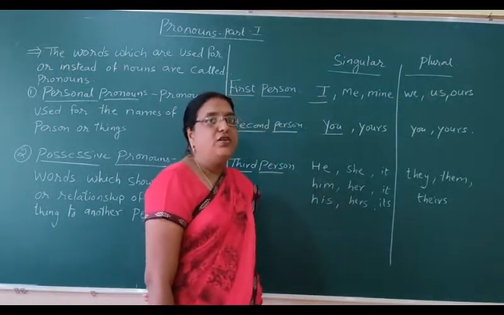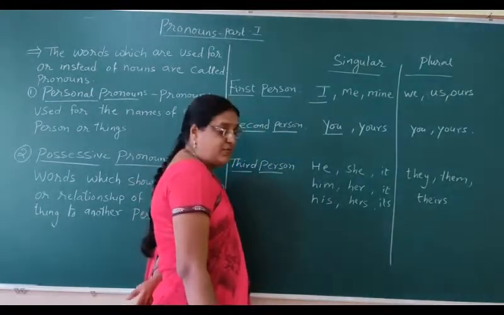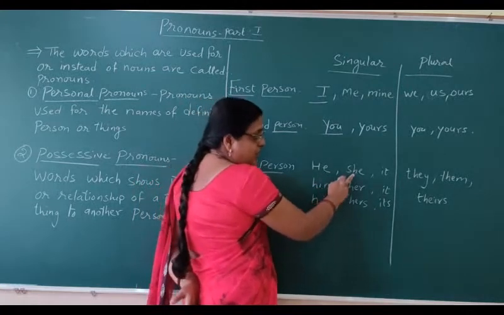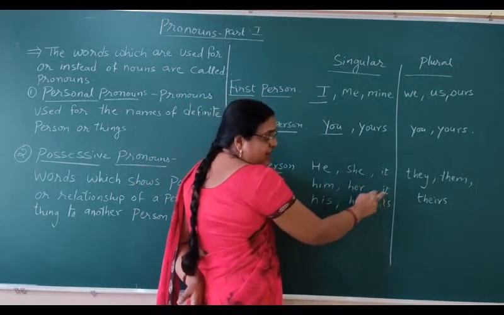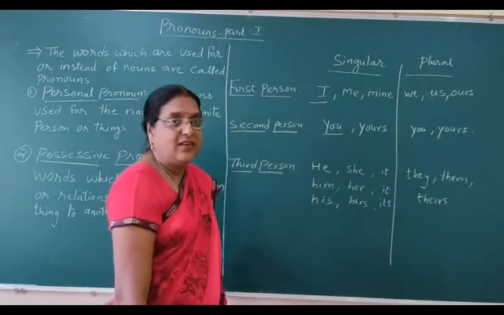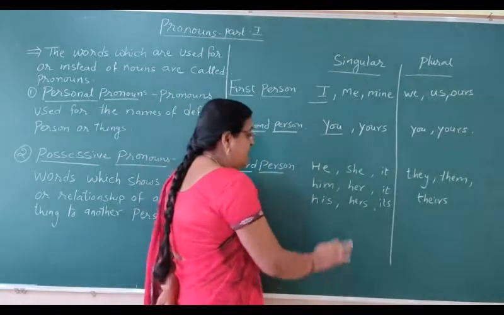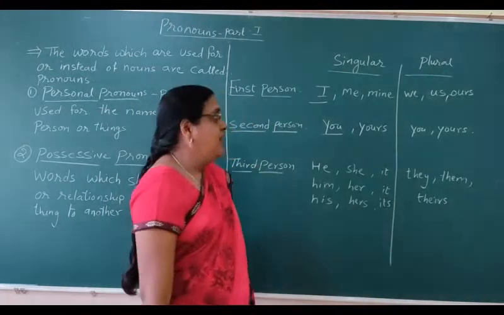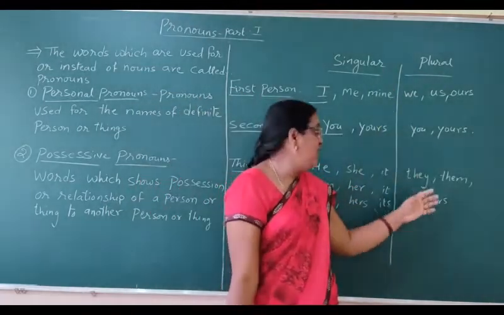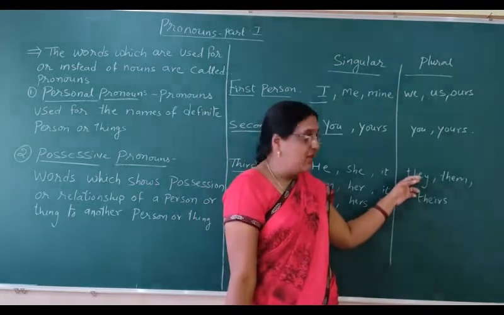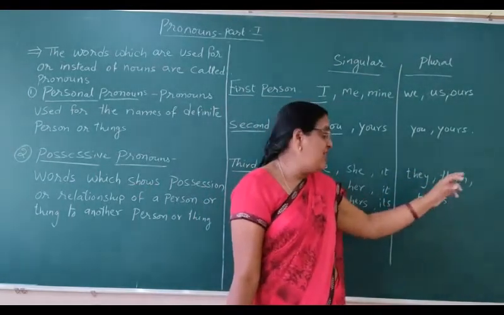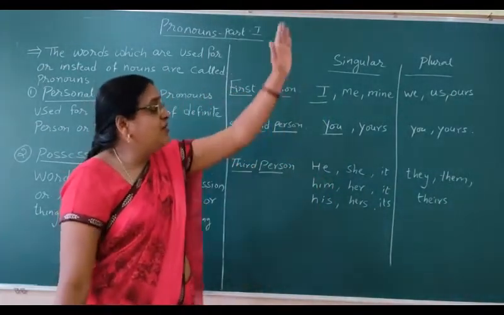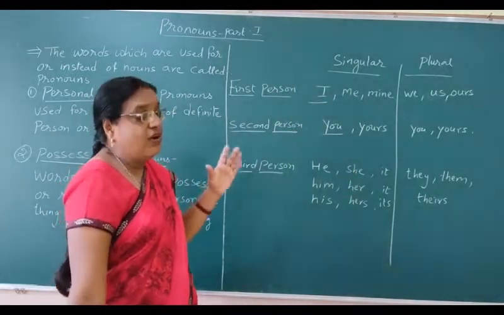If we are talking about the objective case, he becomes him, she becomes her, and it remains it. Is it clear? Now the possessive case: his, hers and its. Then come on to the plural third person. The plural third person is they. They becomes them in the objective case and theirs in the possessive case. Students, you should remember this by heart to solve your exercise.